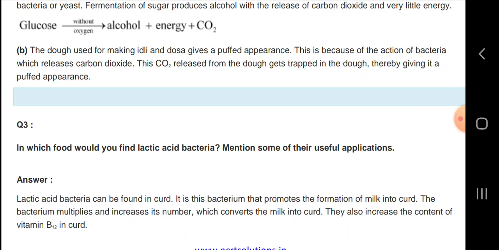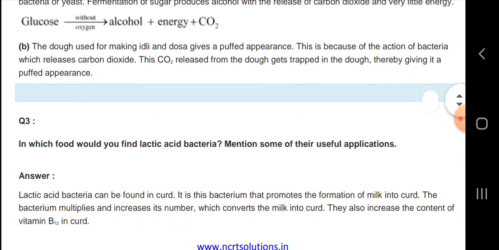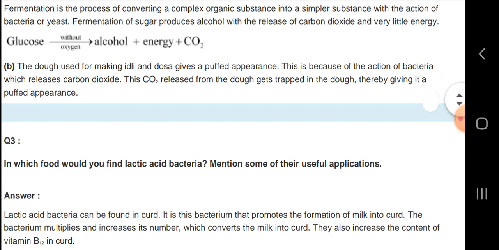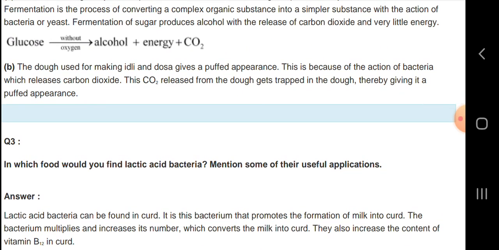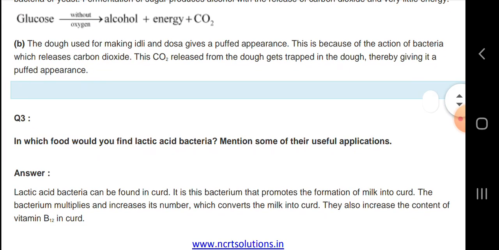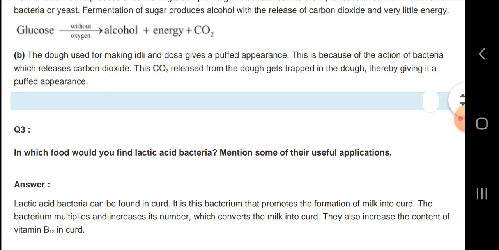Next, the dough used for making idli and dosa gives a puffed appearance. This is because of the action of bacteria, which releases carbon dioxide. This CO2 released from the dough gets trapped in the dough, thereby giving it a puffed appearance. As you know, the idli will be very puffed, spongy, like a puff cake. You may know about that.